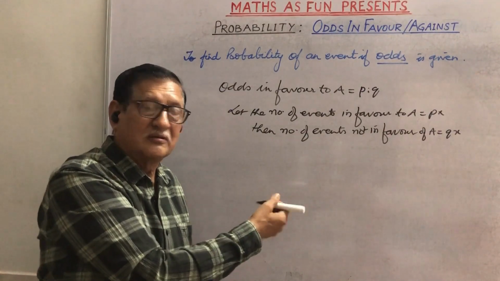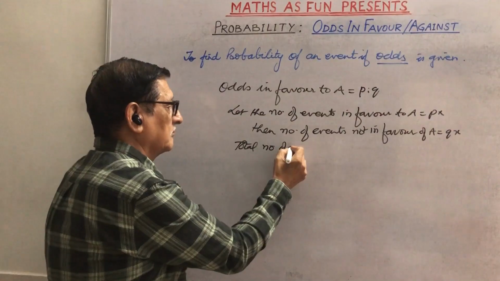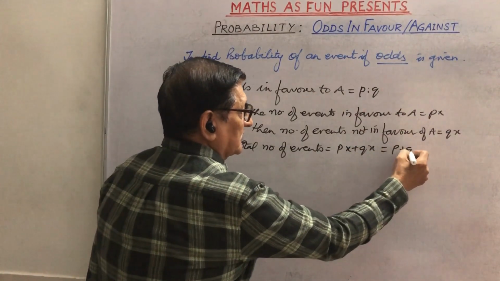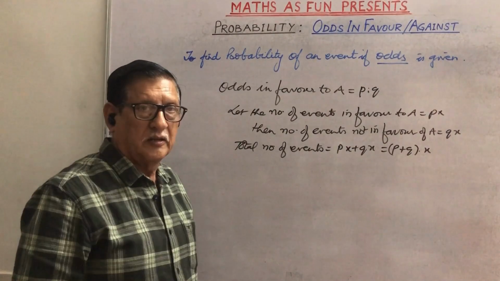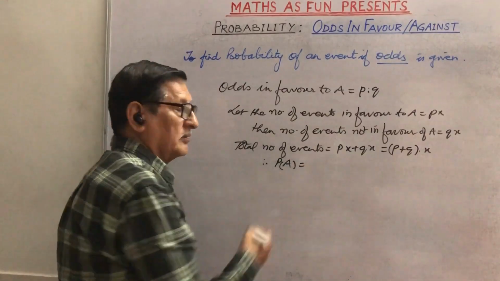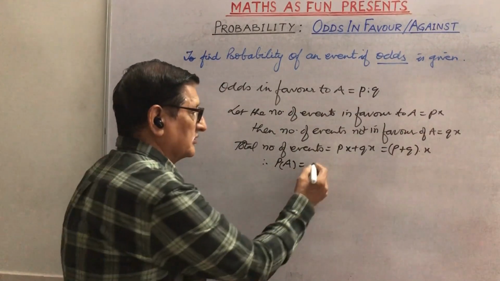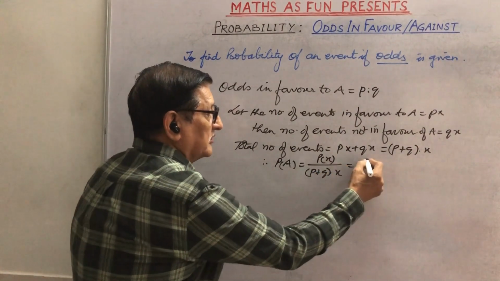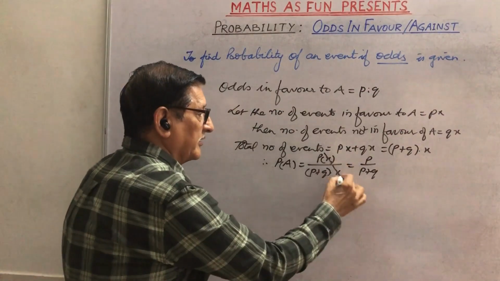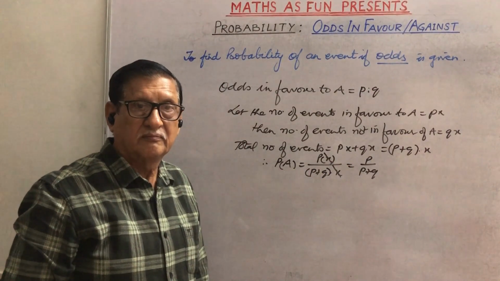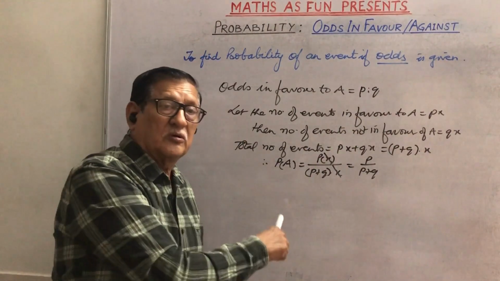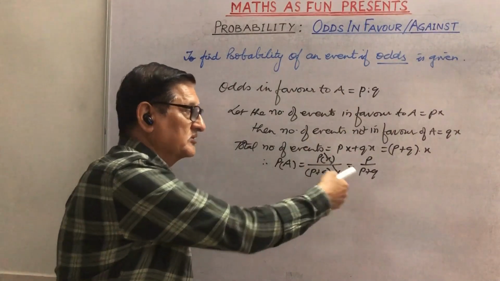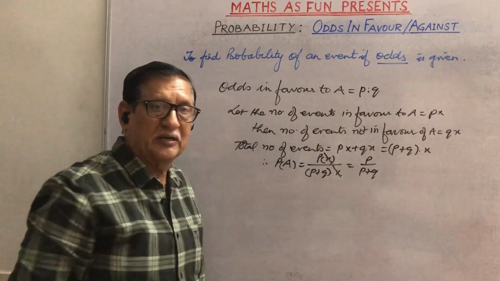What will be the total number of events then? Total number of events is px plus qx, or we can say (p plus q) into x, as x we have taken common. It means we can say that the probability of A is equal to the number of events in favor, that is px, divided by the total number of events, that is (p plus q) into x, that is p upon p plus q, because x and x will cancel. Because this is the ratio, we can also apply these values directly to find out the probability of A. We can write p upon p plus q, as this multiple x is being cancelled.